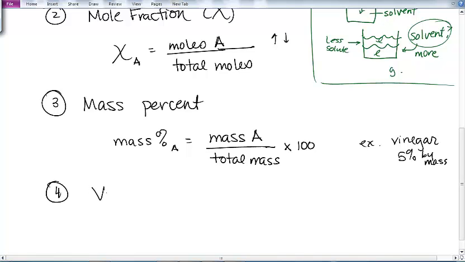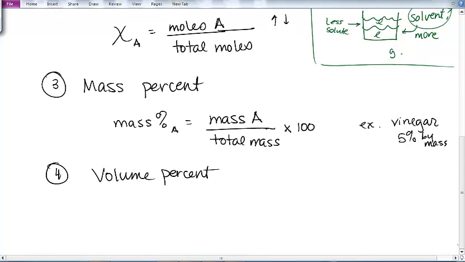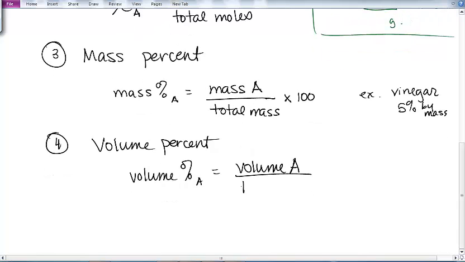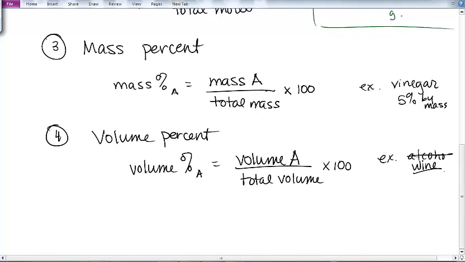Another one is volume percent. Now this is how concentrated it is by way of volume. If we want the volume percent of substance A, that would be the volume of A, milliliters, liters, doesn't matter as long as there's consistency in the units, divided by the total volume, and again, times 100. Wine, very often in the stores, is sold by percent by volume. I do not expect you to know that offhand; I'm just trying to give you an example. They tell you what percent of that volume is alcohol out of the entire substance.